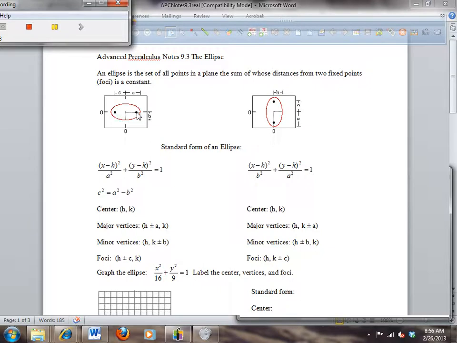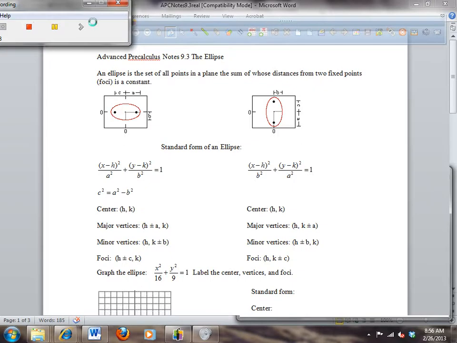From these two points called foci, an ellipse is a set of all points where the sum of the distance from one focus to a point on the curve, and from the other focus to that point, is always the same. An ellipse is a set of all points in a plane, the sum of whose distances from two fixed points called foci is a constant.